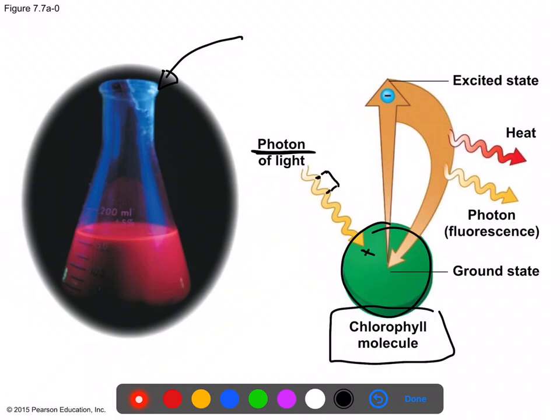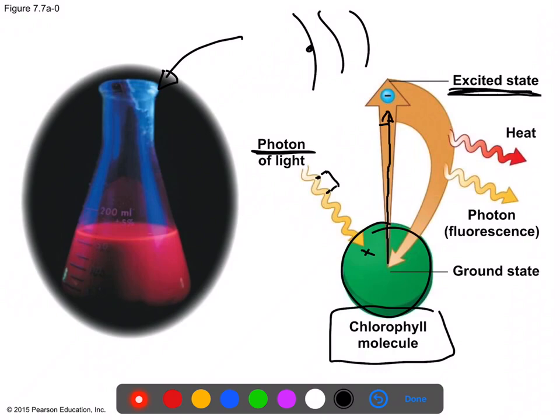So when energy in the form of photons strikes the chlorophyll pigment, one of the electrons in chlorophyll becomes excited. What does that mean? Because we say here the electron is in an excited state. What exactly does that mean?